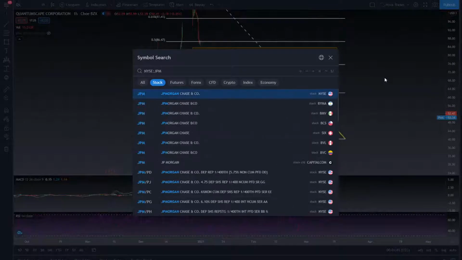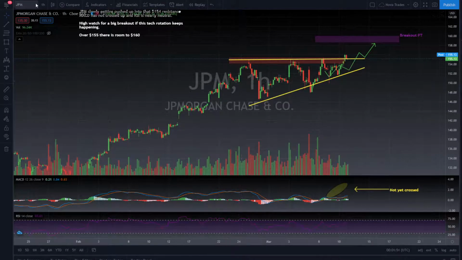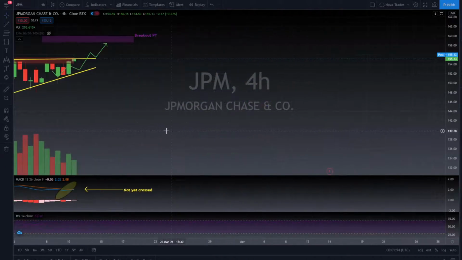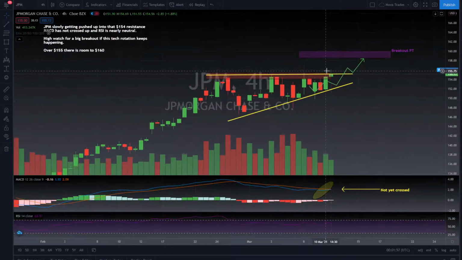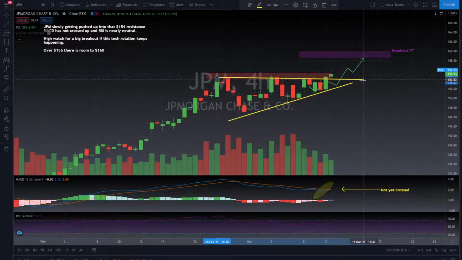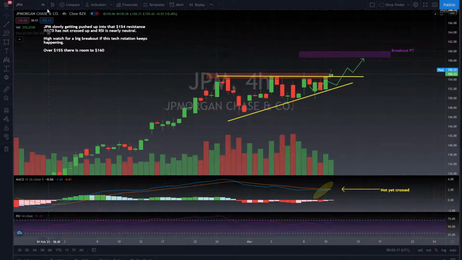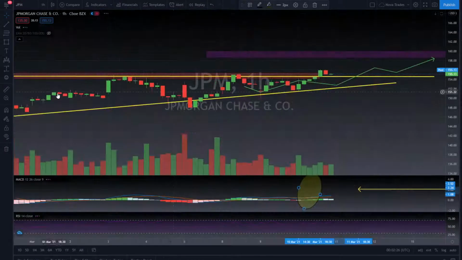Another stock I really like is JPM. JPM had an ascending triangle. It broke out today, and on the 4-hour time frame, let me edit my line, see this line isn't very straight. It broke above and it held above its breakout, which is good. Also, the MACD hasn't crossed to the upside yet, so it has room to push. Actually, MACD's barely crossing right now, so it has room on that as well.